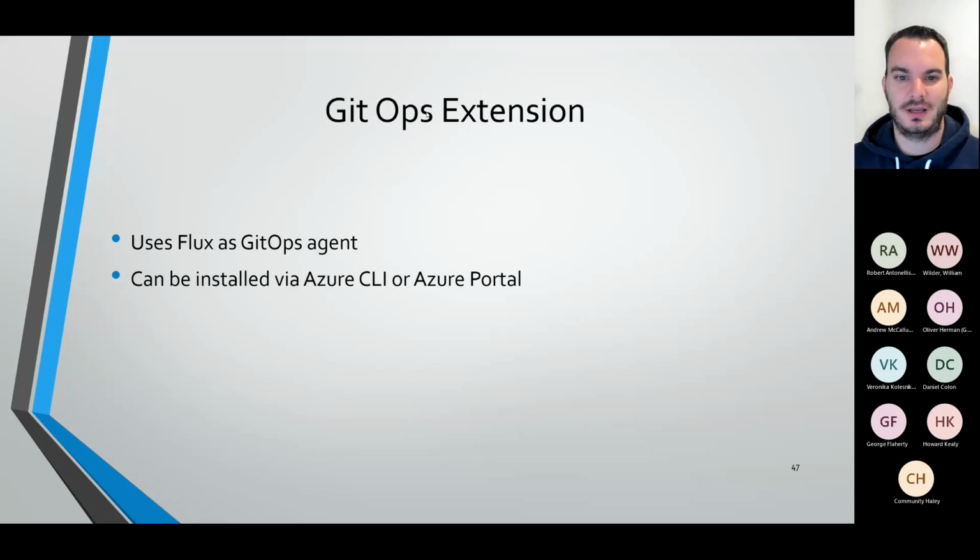But since this talk is called DevOps in Kubernetes, let's focus on the GitOps extension. The GitOps extension, as I said before, is a Flux operator, and it can be installed via the Azure portal or via the Azure CLI. I'm going to show you later how it's done with Azure.